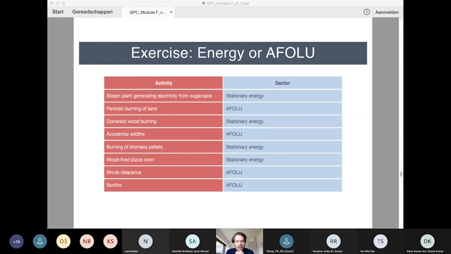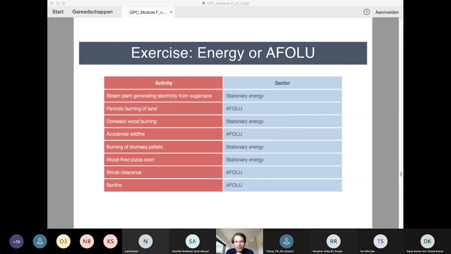But again, the key thing here is the language we discussed also with IPPU. If there is an intentional combustion with a purposeful energy use, then it would come under stationary. If it's accidental, or intentional with no energy recovery, then it would come under a FOLU. Again, in some cases you might decide these things are different, and there's not just one right answer, because the term productive energy use can be different for different people.